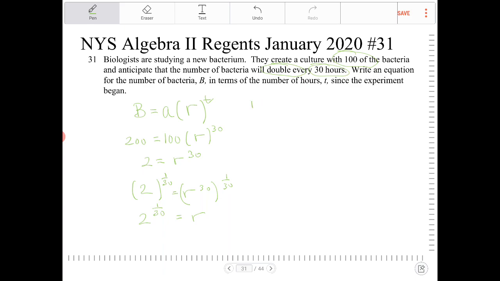So now that I know that, B is therefore equal to 100 times 2 to the 1/30 to the T power. And this is the equation that they are looking for.